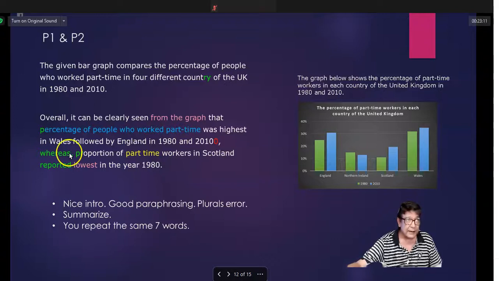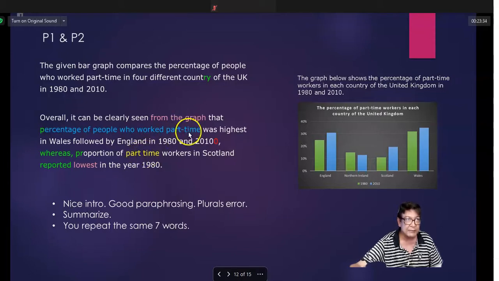And in this position, whereas does not take a comma after it. It does have one before it, but not after it. And proportion is a singular noun, so it needs whereas the proportion of part-time. Yeah, part-time is spelled correctly here. It needs a hyphen, but I think that was the last time. Oh, there it is. That's the last time you spelled it correctly. Workers in Scotland. Okay, reported. Did the workers report the information?